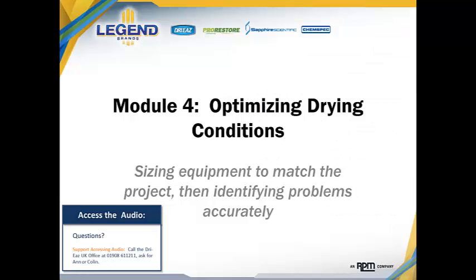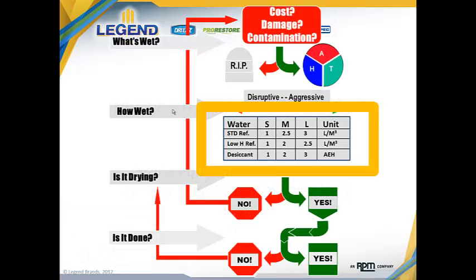Now moving forward, the final module that we got into in our discussion was optimizing those drying conditions. In optimizing the drying conditions, we zeroed in and focused specifically on sizing our drying equipment to match the project. In the flow chart that we looked at just a moment ago, the table that I very quickly glanced over is the chart that helps us demonstrate the way we size dehumidification to a project. And there are a number of methods out there in industry for sizing dehumidification to a drying project.